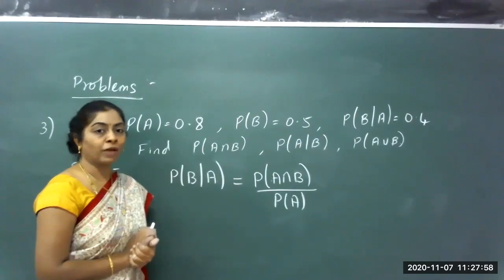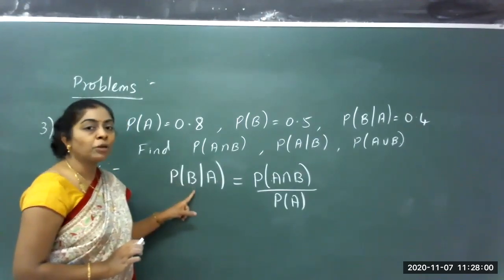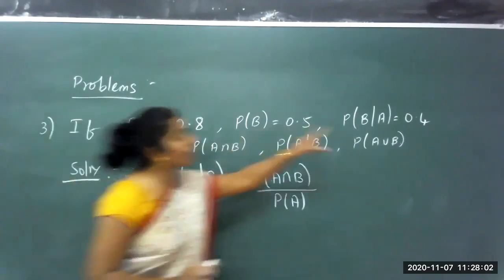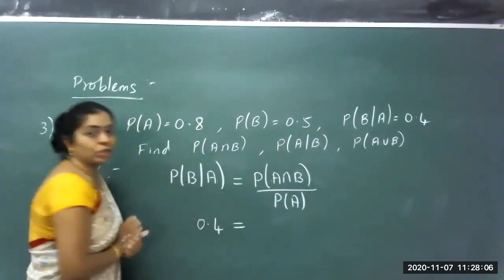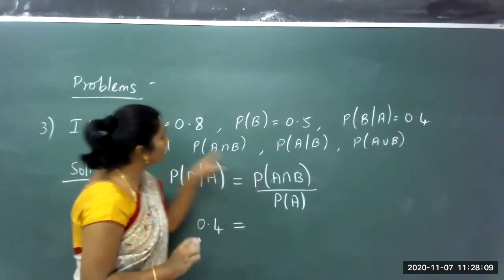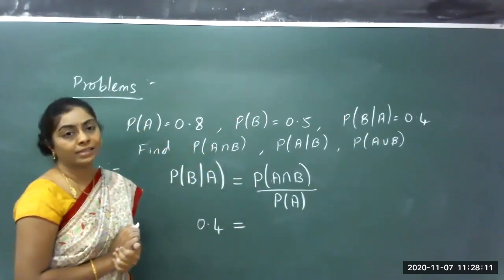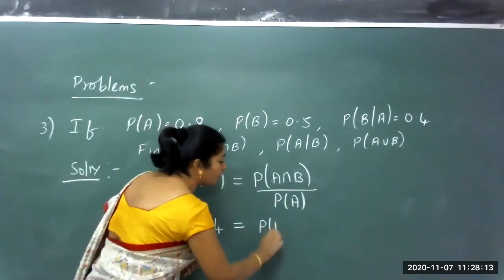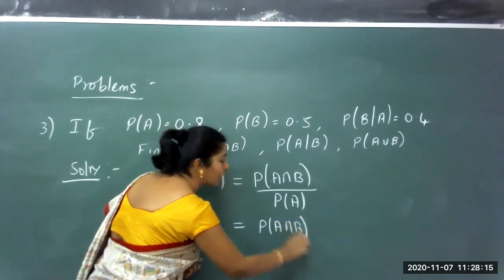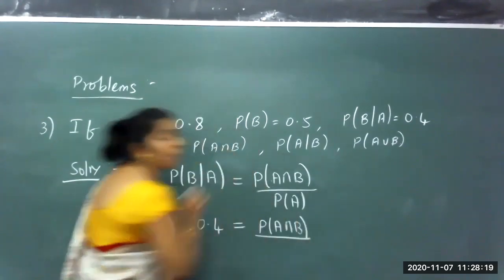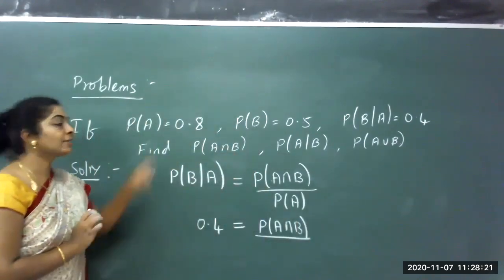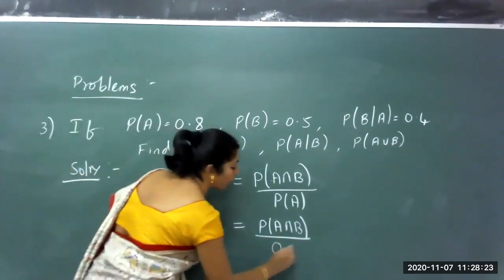So I use that formula, where I get probability of A intersection B divided by probability of A. Let me substitute the values. What is the conditional probability of event B when A has occurred? It is given as 0.4, equal to, I don't have the value of probability of A intersection B, so I leave it as it is. I have to find this alone. Divided by probability of A, which is given as 0.8.